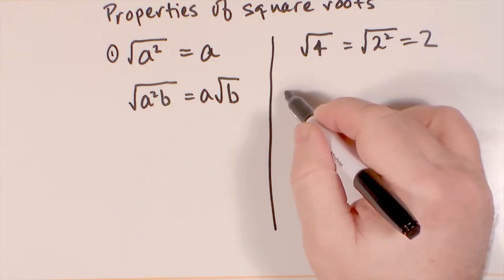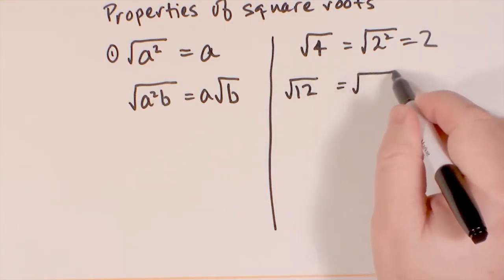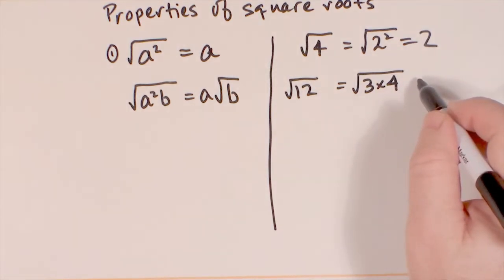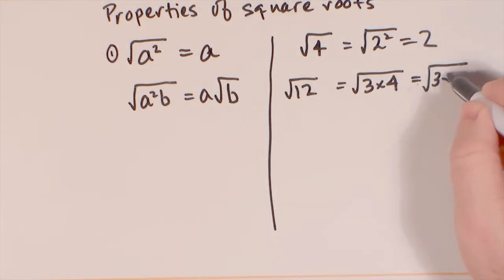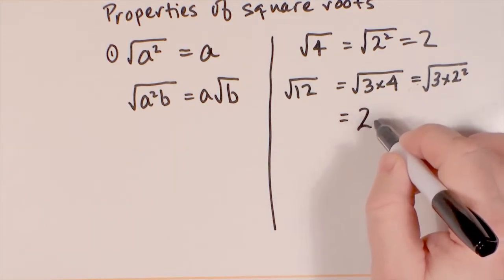And this is true if you mix numbers by multiplying them under the surd. So the square root of a squared b under the surd would be equal to a root b. So the square root of 12 would be the square root of 3 times 4. 4 is 2 squared, so you can take the 2 outside and it becomes 2 root 3.